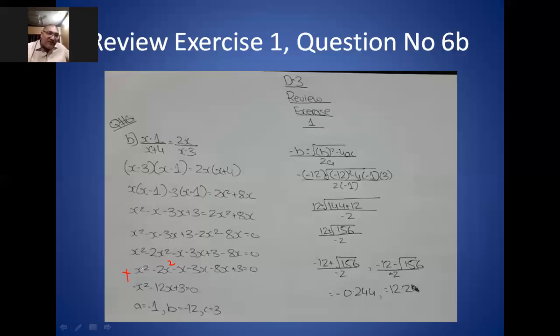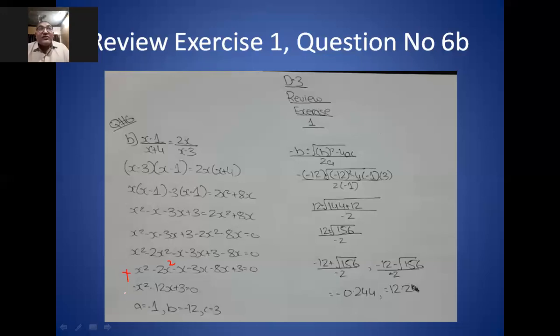When you combine these two, you will have minus x squared. When you combine these, it will be minus x minus 3x minus 8x, that will be minus 12x, and plus 3 equals 0. So the coefficient of x squared is minus 1. The coefficient of x is b, and is minus 12. And the constant term here is 3. So a is minus 1, b is minus 12, c is 3.